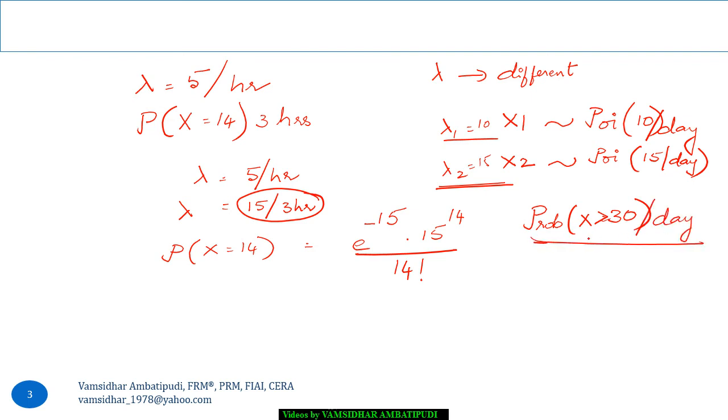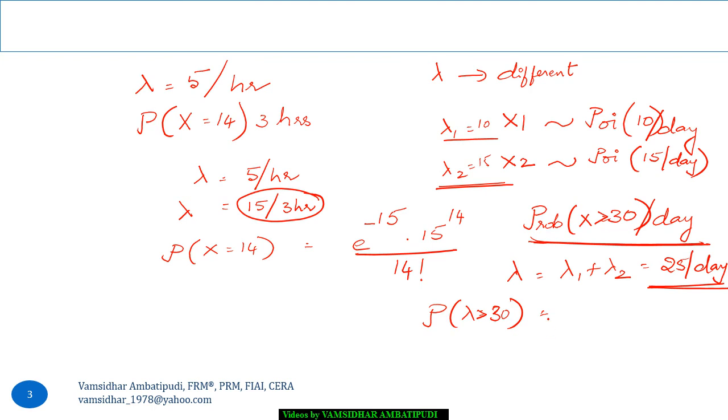What is the probability that both the companies together get more than 30 phone calls per day? In this case, I create lambda as the summation of both the individual lambdas, making it 25 per day. On an average, both the companies put together should get around 25 phone calls per day, because both of them are per day. So the probability that the count is greater than 30 is nothing but 31, 32, and so on.